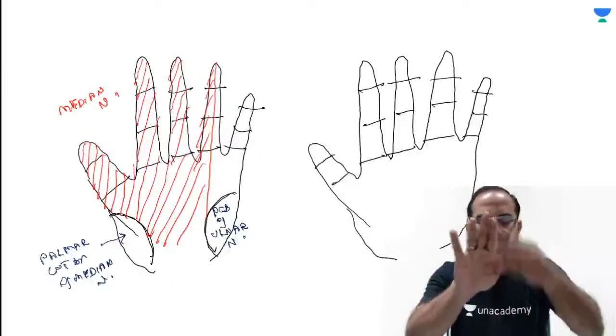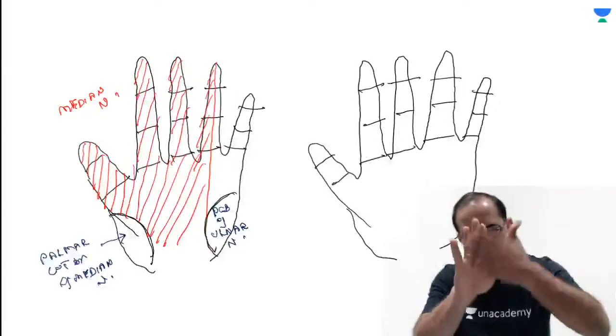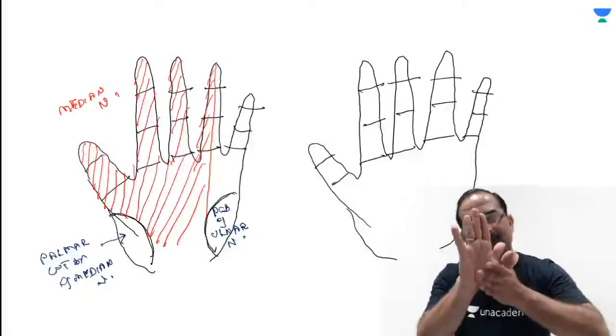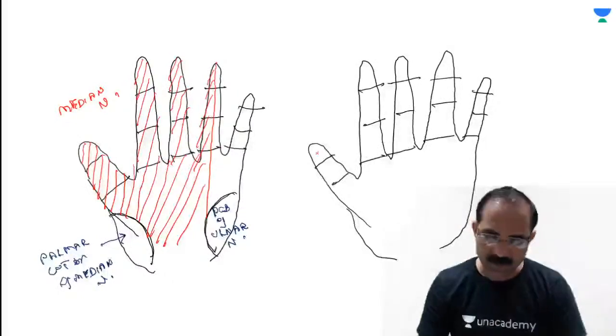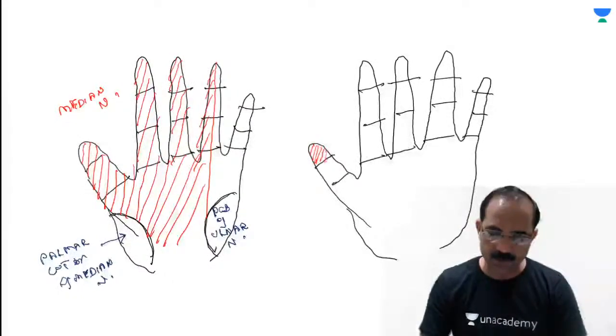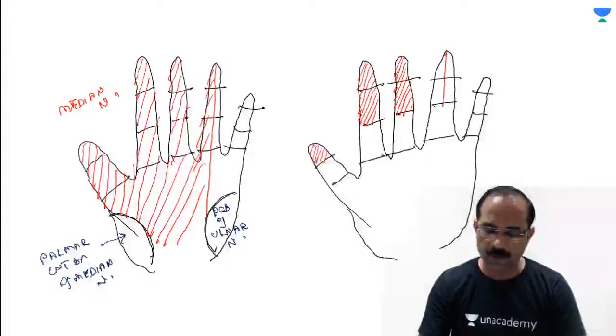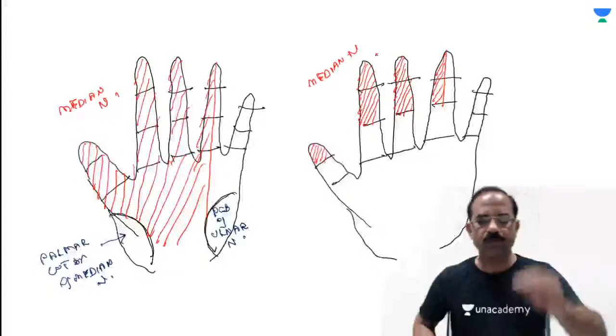Now the same median nerve, which supplies the complete 3.5 fingers on the palmar side, goes to the dorsal aspect and again supplies the distal phalanx of the thumb, and the distal and middle phalanx of the index and middle fingers, and the lateral half of the ring finger. This is median nerve. Be very clear.